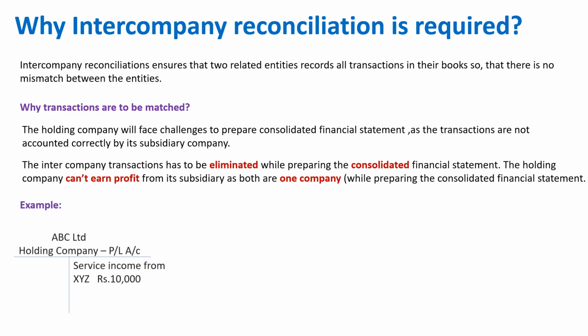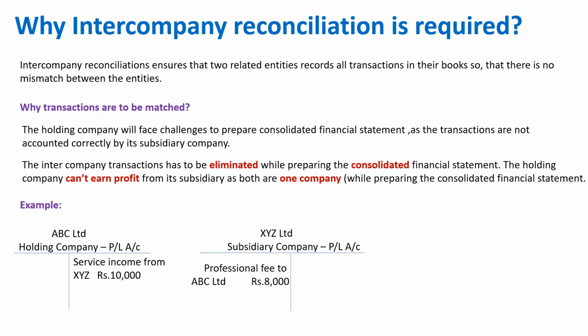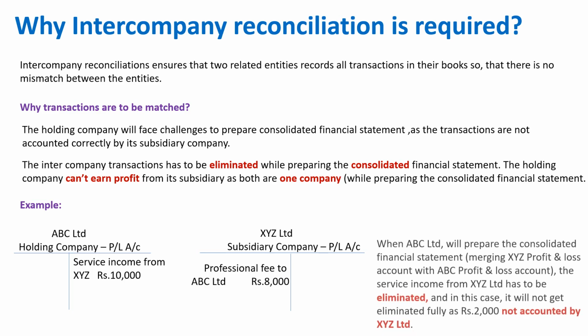Now, let's take an example. ABC Limited, who is the holding company, in the profit and loss account you can see here, service income from XYZ, okay, and XYZ is the subsidiary company. So service income, that means the invoice raised by ABC Limited is 10,000 rupees. At the same time, XYZ, who is the subsidiary, is recording that invoice as an expense because XYZ Limited has to pay the holding company ABC. So professional fee account debited 8,000 rupees, right? Now, what's happening here?